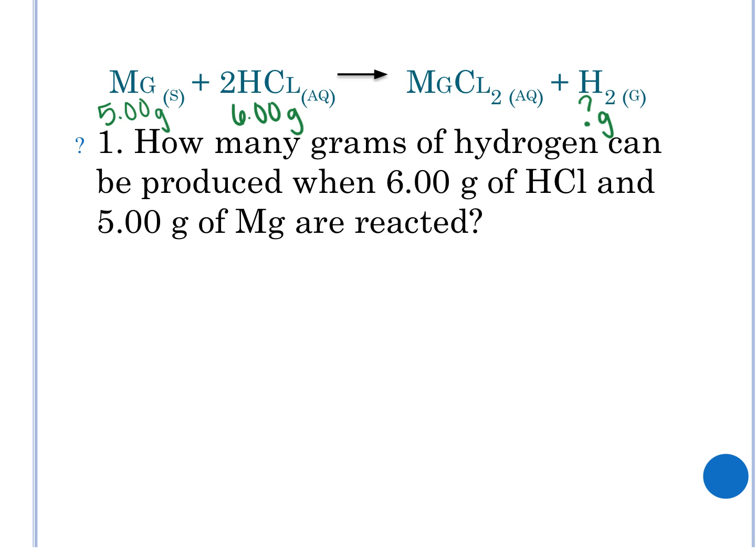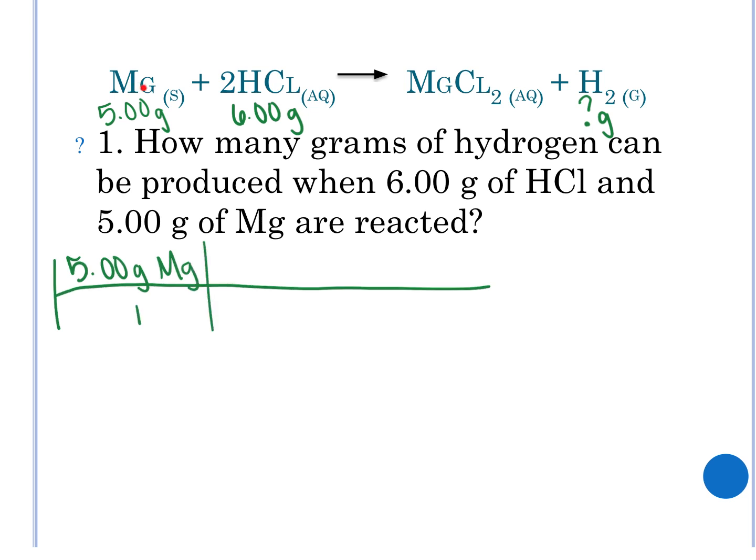Okay, so for this one, you have 2 starting numbers. So how many different calculations? 2. Okay, so we'll do one where we go from grams of magnesium to grams of hydrogen, and then we'll do grams of hydrochloric acid to grams of hydrogen. Okay. All right, so I'm just going to start with the magnesium.